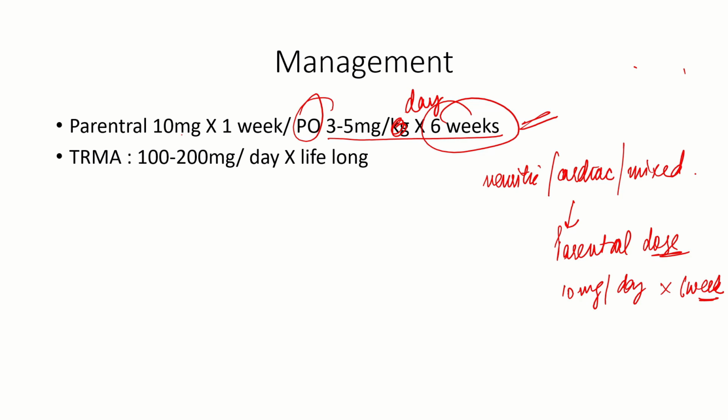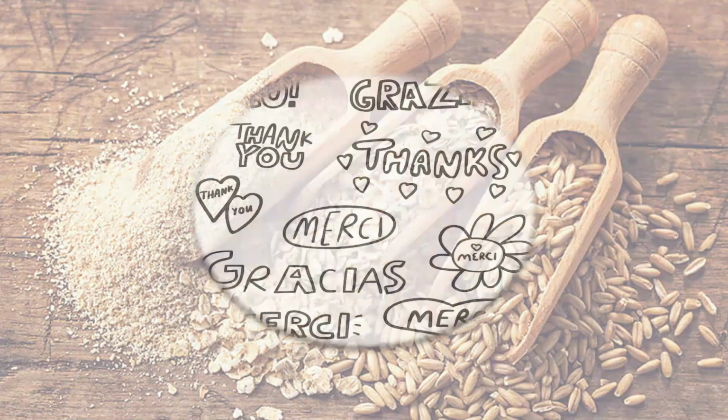Lastly, if you're talking about thiamine-responsive megaloblastic anemia or other dependency states like biotin and thiamine-responsive basal ganglia disease, they basically require higher doses, to the order of 100 to 200 mg per day, and the treatment is lifelong. So that's all about thiamine.